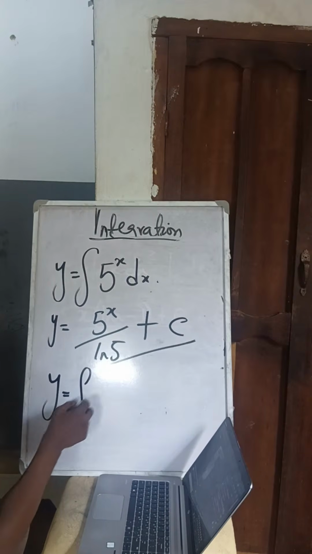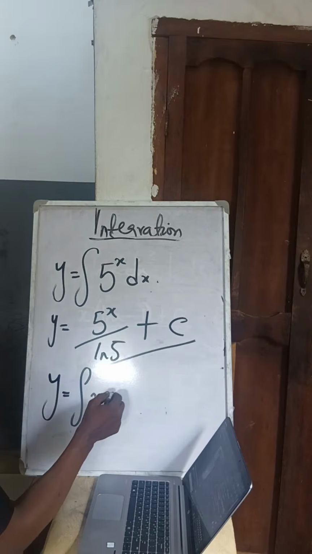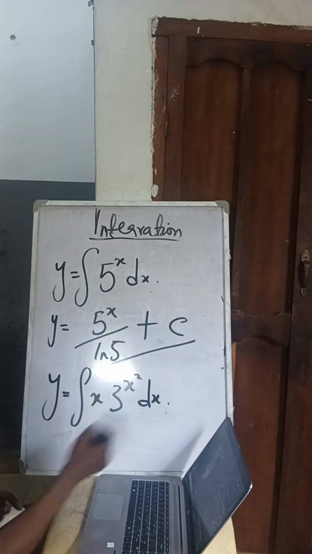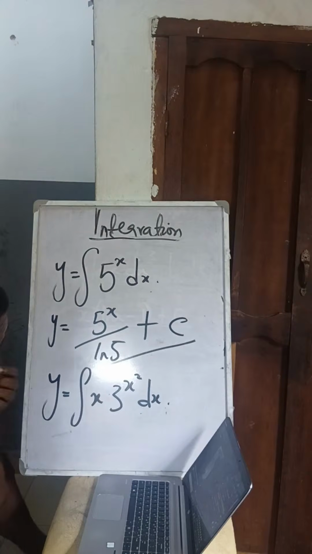So I would like you to do this. The integral of 3^(x squared) dx. Oh yeah, fast.